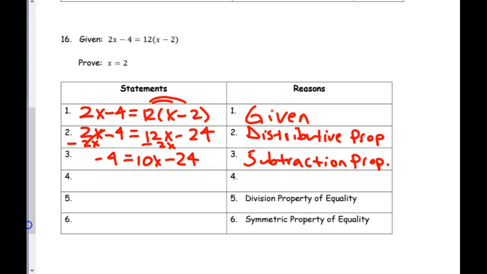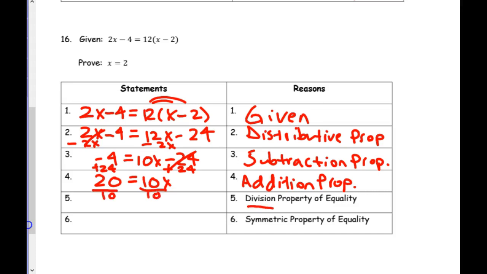Then x is on the right, so I'm going to get rid of that negative 24 with a plus 24 on both sides. So negative 4 plus 24 is 20, which equals 10x. And I just added on both sides, so that's the addition property of equality. To get rid of that 10, let's divide. And it's already written right here, division property. So 2 equals x. Remember, x needs to be on the left, so 2 equals x. X equals 2. When you just switch the order, that's the symmetric property of equality.